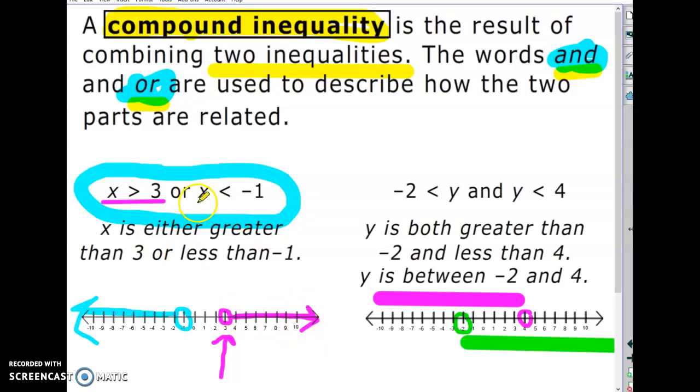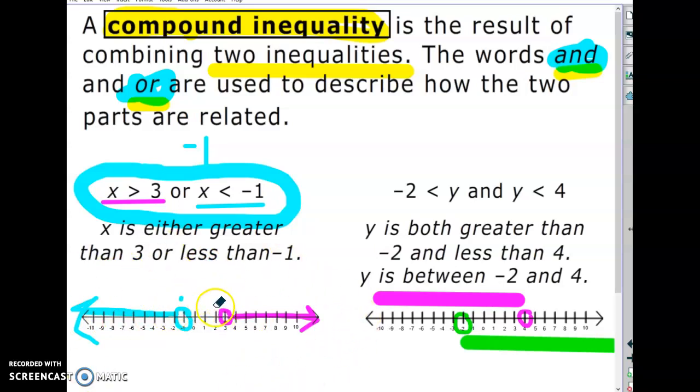The second part of the inequality says a number is less than -1. So I'm first of all going to plug in -1 for my x and think, is -1 less than -1? No, it is not. So you'll notice I have an open dot here. And now I'm going to shade in all numbers less than -1. I'm going to shade to the left. So this is what our compound inequality is going to look like.